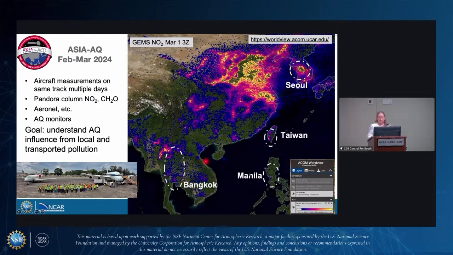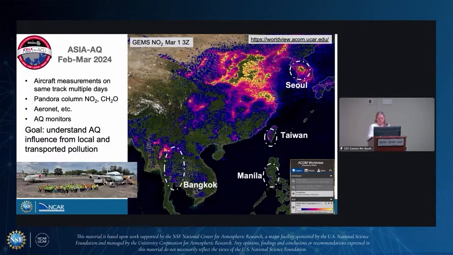It was really focused on looking at urban regions, so Manila. You can see that these regions are all quite different. Manila, down in the tropics, is quite isolated and relatively clean around it. This is a picture of NO2 from GEMS. Seoul is a huge megacity, and it's greatly influenced by China. In the Thailand region, we sampled Bangkok, but we also flew up to the north and sampled the fires in northern Thailand and Myanmar that influenced air quality.